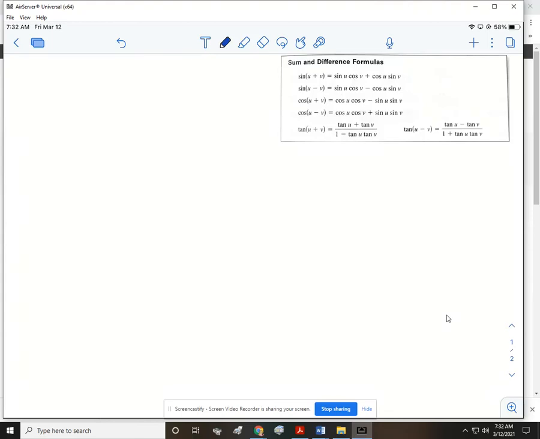All right, we're going to continue with the sum and difference formulas. So this is lesson 5.4b.